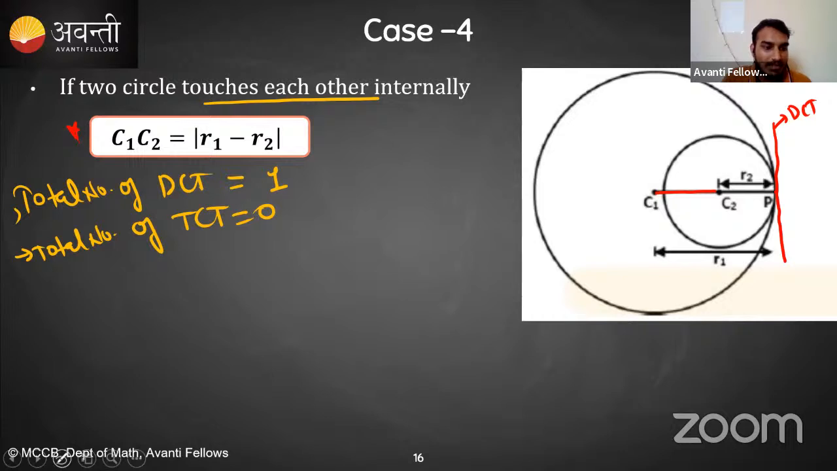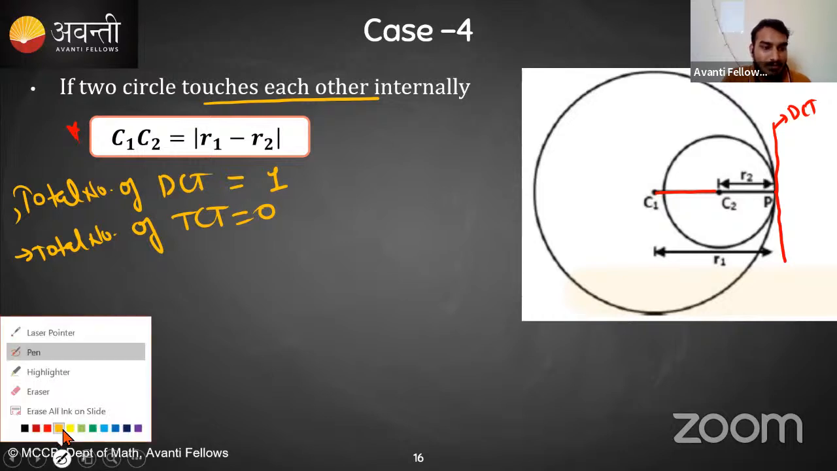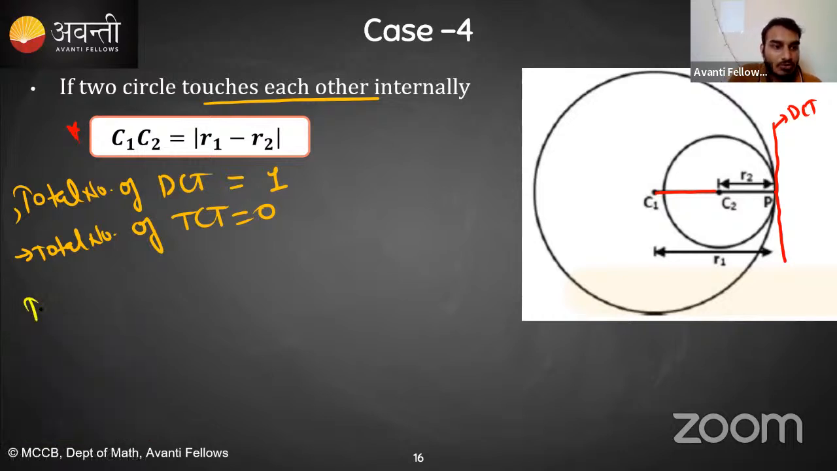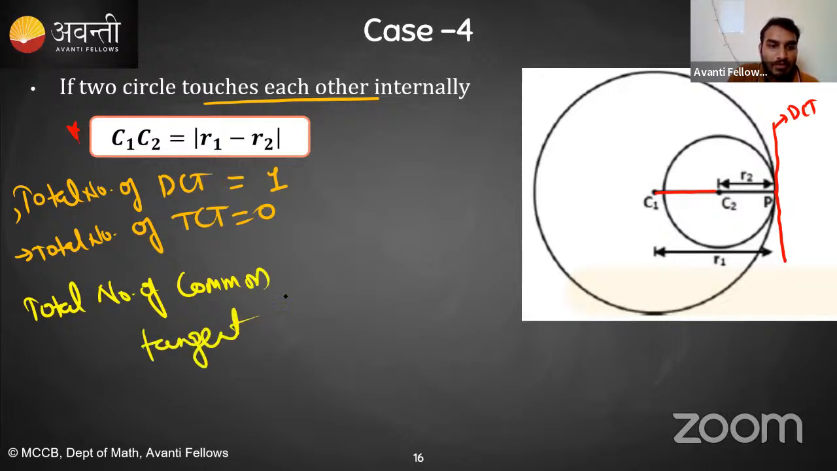So if it is clear, then what is the total number of common tangents? It is only one. Total number of common tangents is 1. Clear? Is this clear? Okay, if it is clear, then let's move on. Very good, Shubham, very good. So let's move on to the next case, which is case 5.